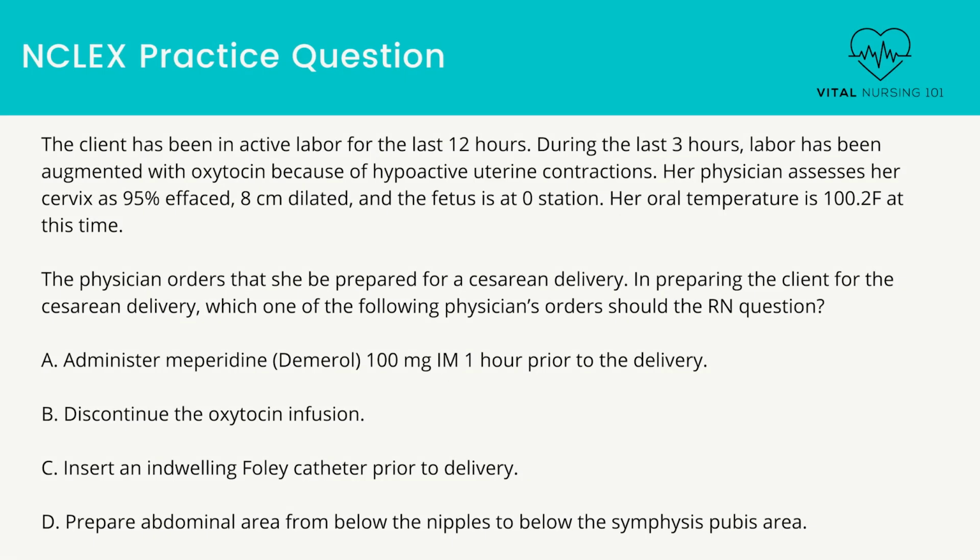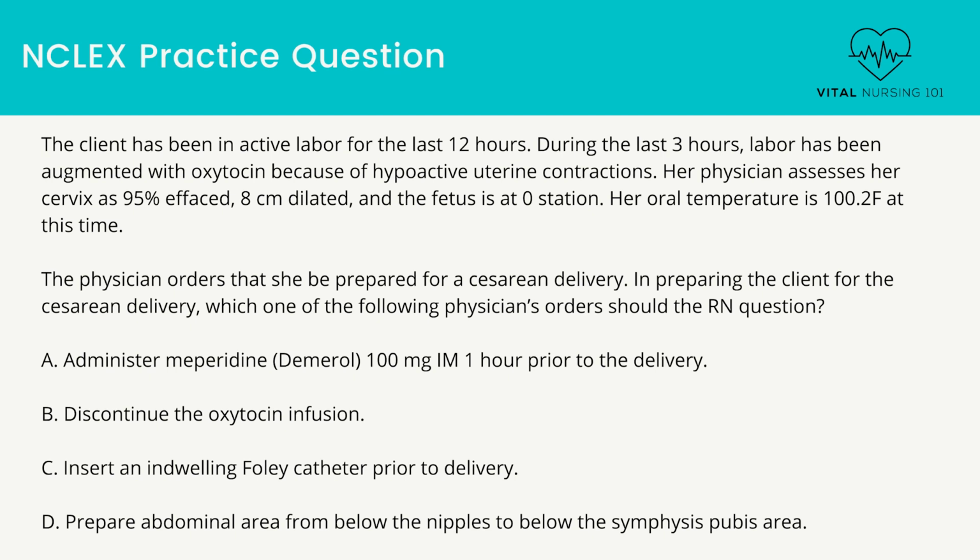The client has been in active labor for the last 12 hours. During the last 3 hours, labor has been augmented with oxytocin because of hypoactive uterine contractions. Her physician assesses her cervix as 95% effaced, 8 centimeters dilated, and the fetus is at 0 station. Her oral temperature is 100.2 Fahrenheit at this time. The physician orders that she be prepared for a cesarean delivery. In preparing the client for the cesarean delivery, which one of the following physician's orders should the RN question?